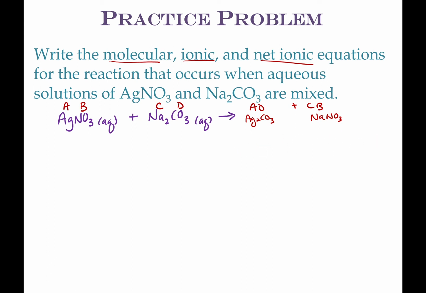Now we need to balance it. So let's see, we have 2 silvers. So that gives us 2 Ag, 2 NO3, 2 sodium, and 1 carbonate. Here we have 2 Ag, we have 1 NO3, 1 Na, and 1 carbonate. So if we put a 2 here, 2, 2, and now we're balanced.